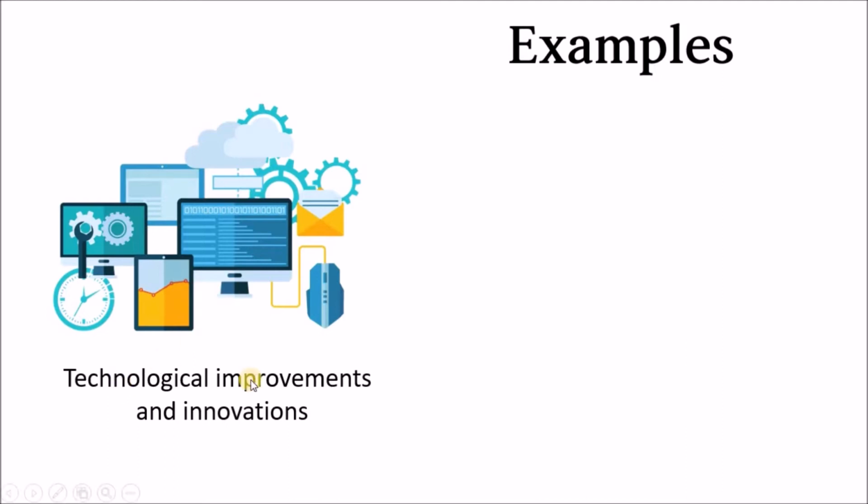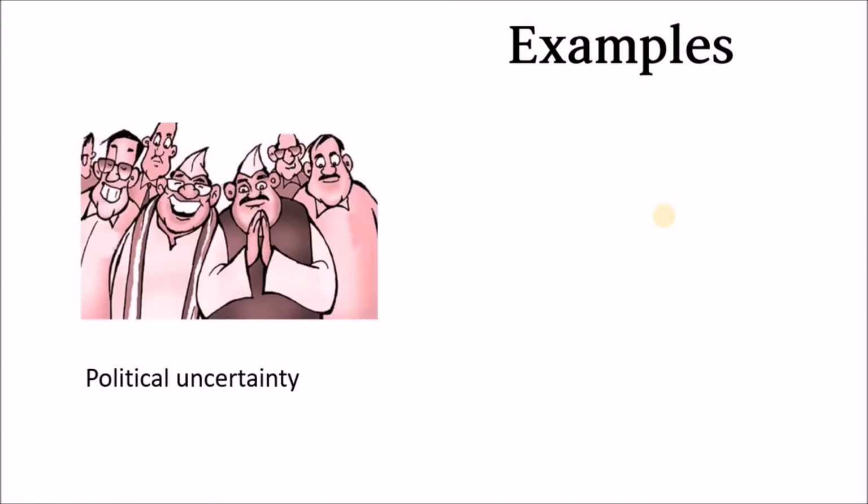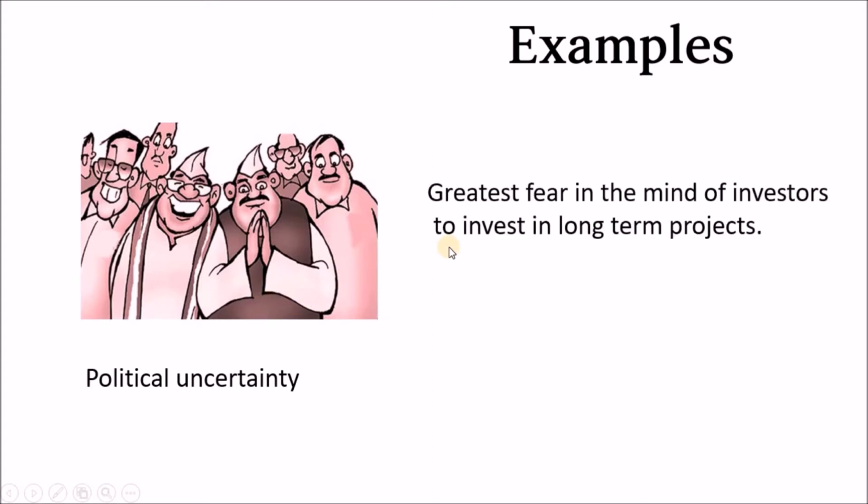Similarly, if there is some technological improvement or innovation in the market, it will render your existing product or technology obsolete, and in order to survive you need to update your technology. And even political uncertainty to a great extent affects the working of business. If the political party which is in power is not stable, it will create a fear in the mind of investors and they will stop investing in long-term projects. So business will lose the investment if there is political uncertainty.